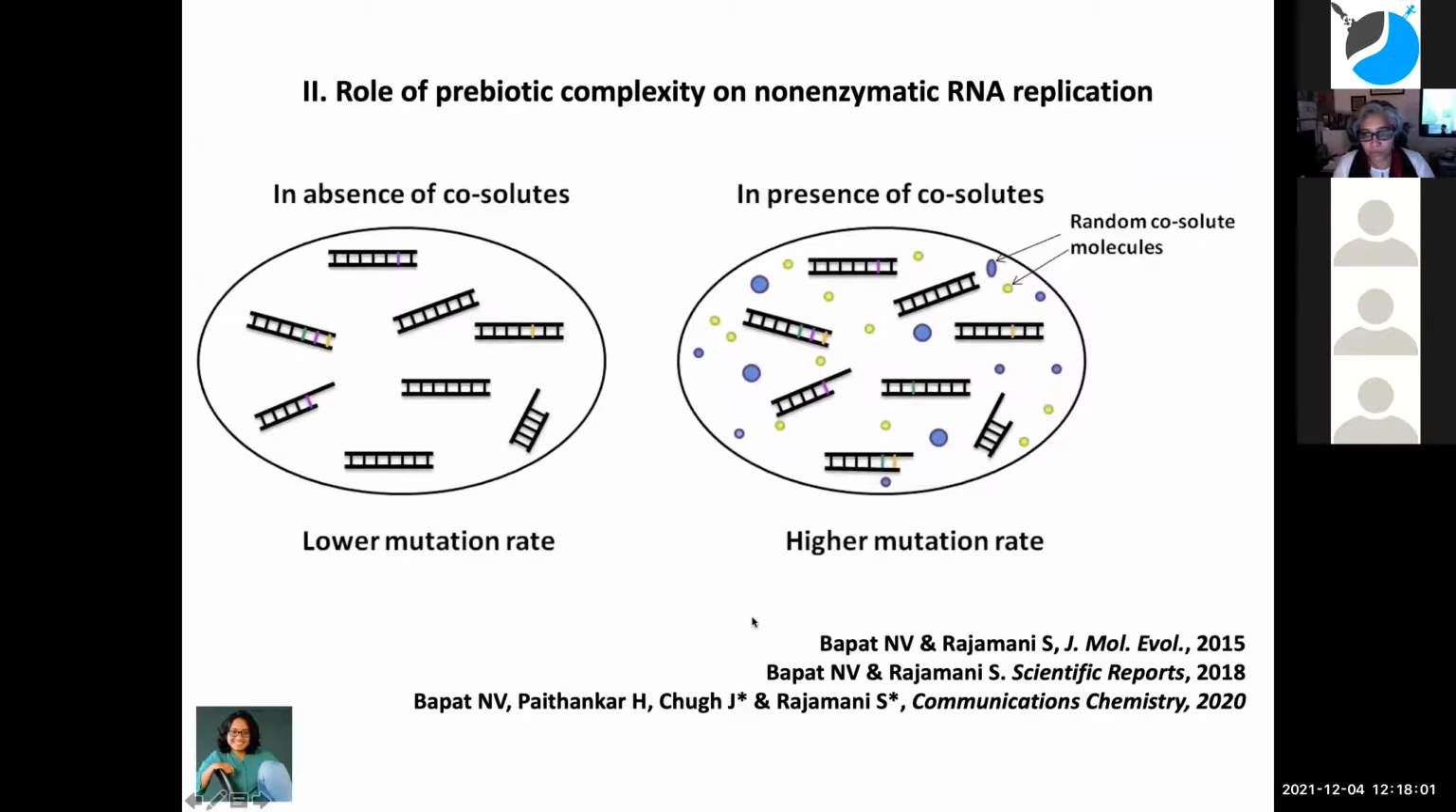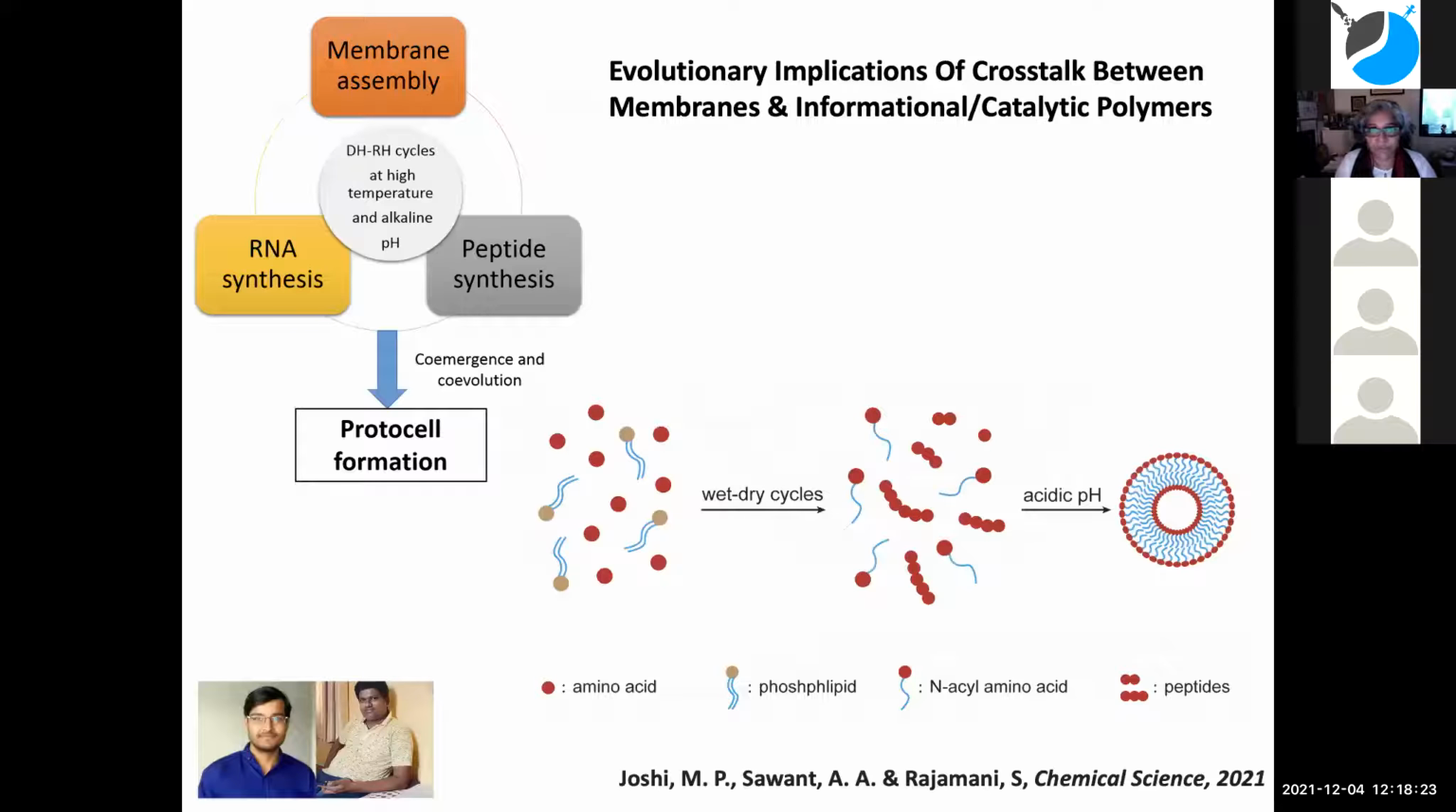But Gauri, who's now with us, has gone on to take this project further after Nirja started it. And we are systematically showing that in the presence of this heterogeneity in the prebiotic soup, your mutation rate during information transfer actually becomes exaggerated. Is that good? Is that bad? I will not talk about it, but that's for you to think about.